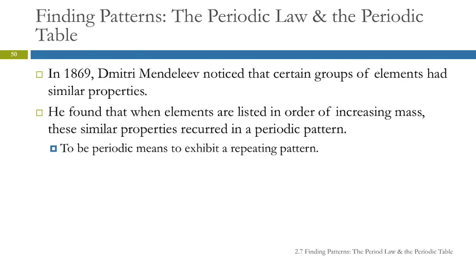Okay, we're talking about the periodic table. In 1869, Dmitri Mendeleev noticed that certain groups of elements had similar properties. And so, they've got all these elements, and they were trying to make some sense out of them, put them into some order. So he found that if he lined them up by increasing mass, there were similar properties that came every so often in a repeating pattern.